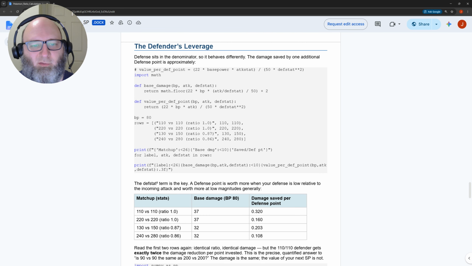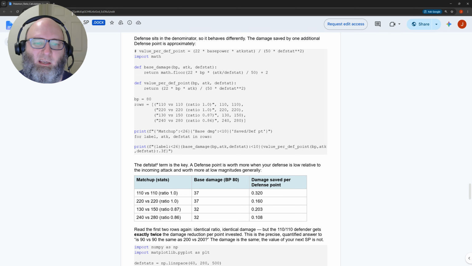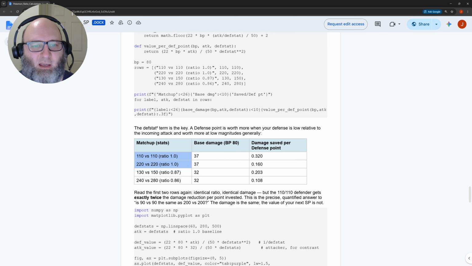So again, you can see here, the def stat squared term is the key. A defense point is worth more when your defense is low relative to the incoming attack, and worth more at low magnitudes generally. So again, at that 1-to-1 ratio, if you're adding an extra point, you can save 0.32 damage compared to at higher values, where you're saving half. And then, if you're 130 versus 150, then your ratio is 8.7. Then you're gaining obviously somewhere in between.